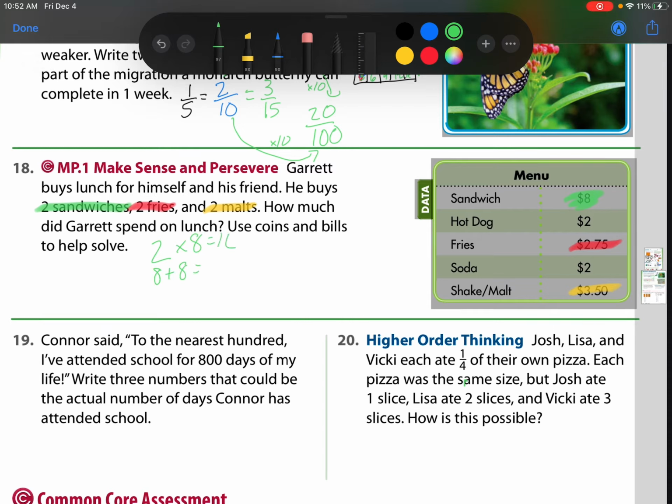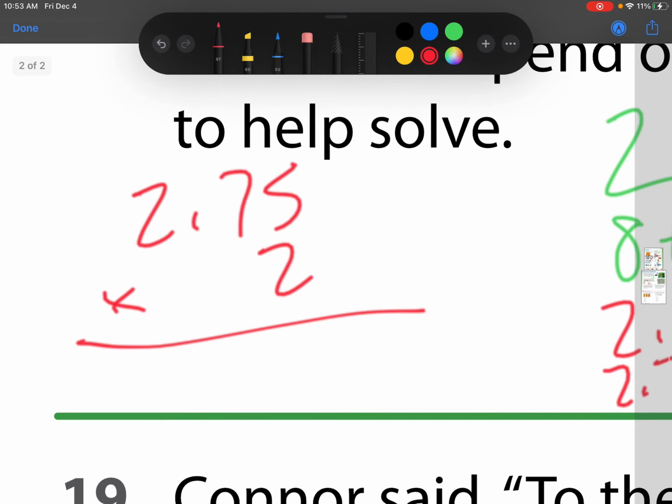Either way, we get 16. So we spent $16 on sandwiches. For fries, we have $2.75 times 2 because there's two groups of them, or I could do $2.75 plus $2.75. Either way, you'll notice 275 times 2 is going to give us the same answer. So let's zoom in. I'm going to use multiplication.